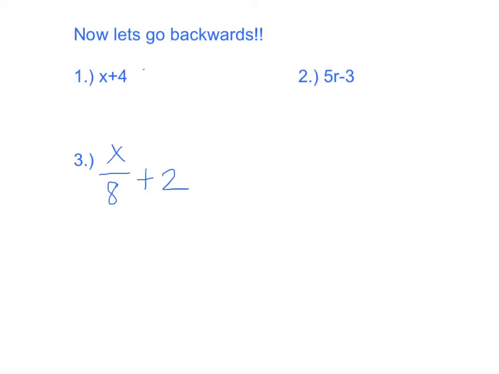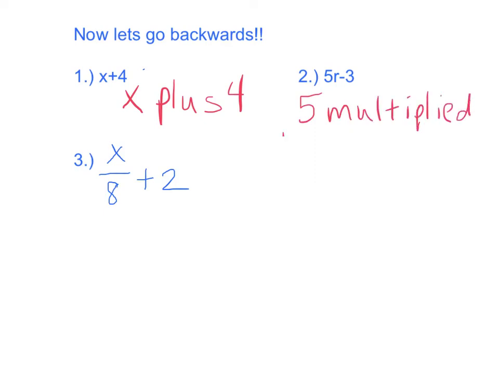Okay, last couple of problems. Now let's go backwards. In this, you can just kind of read it. You have x plus 4. On number 2, you look at what it's doing first. It's taking the 5 and the r, and since they're right next to each other, it means it's multiplying it. So you would say 5 multiplied by a number r, and then you could write minus 3.